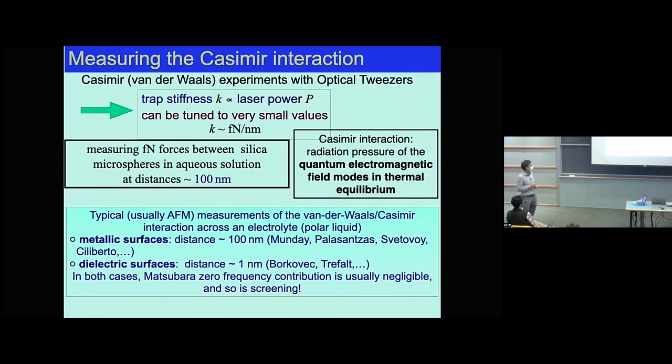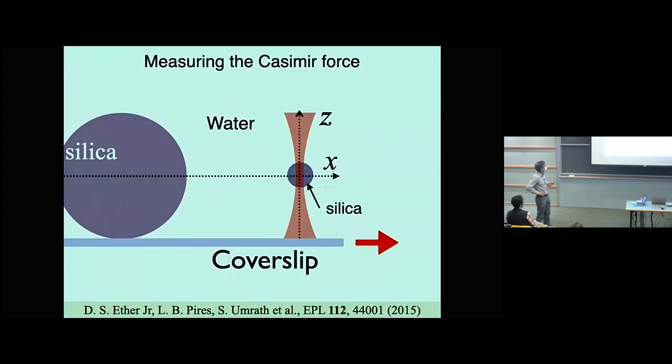So what we want to do is to combine these two things: measure at 100 nanometers with dielectric surfaces. Of course, what happens is that the signal is going to be very, very weak. But optical tweezers can measure very weak signals. So this is the idea of the experiment.